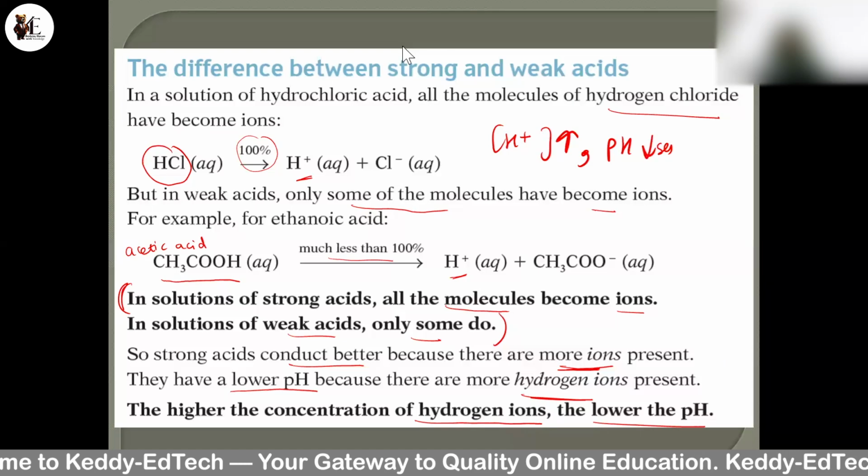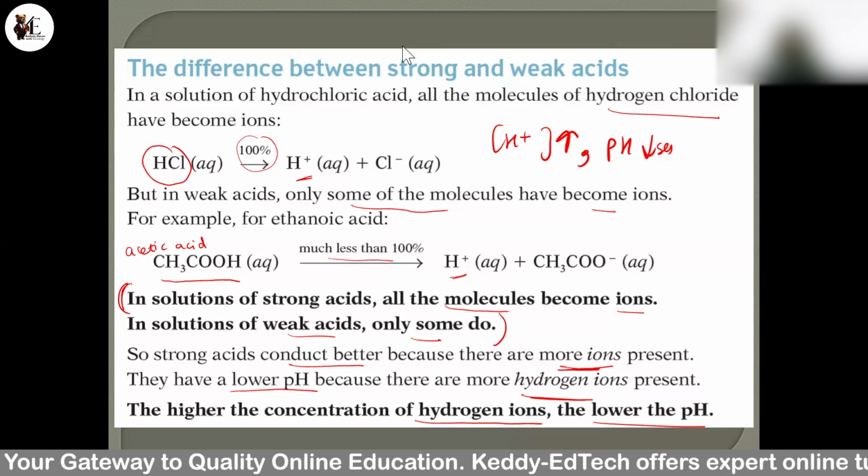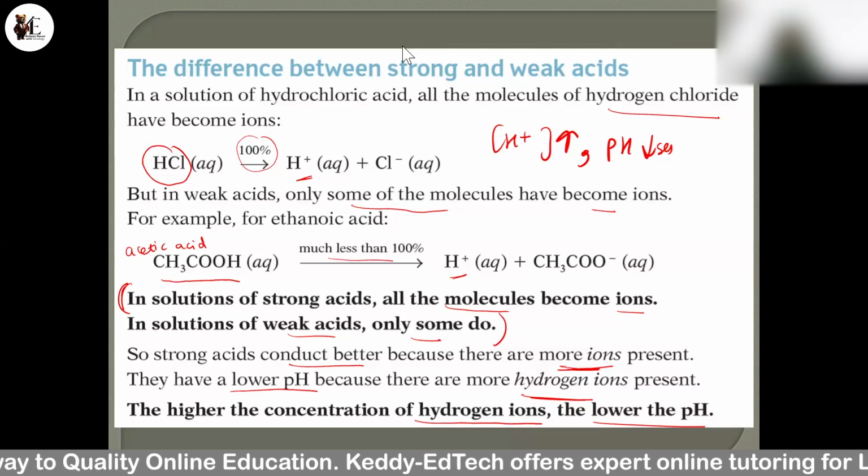So, in simpler words, a strong acid dissociates completely into its ions, and a weak acid dissociates partially.